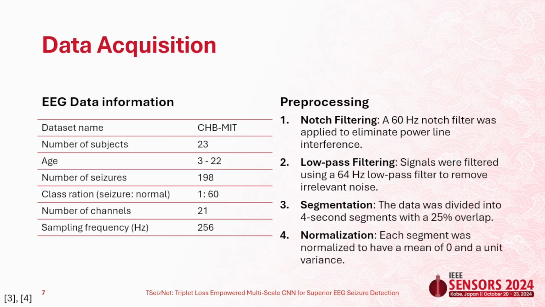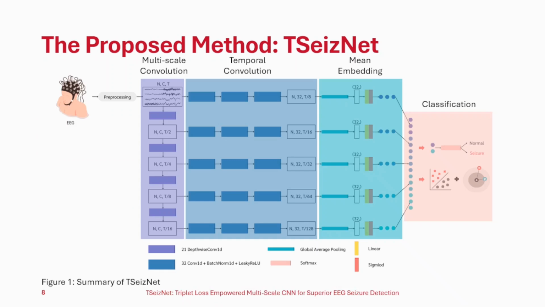Next is data acquisition. The dataset we use is CHB-MIT, containing EEG from 23 subjects. The class ratio between normal and seizure is 1:60. The number of channels selected is 21 channels. Preprocessing includes only typical preprocessing steps, which are notch filtering and low pass filtering, and then the data is segmented into windows of 4 seconds with 25% overlap before we normalize them.